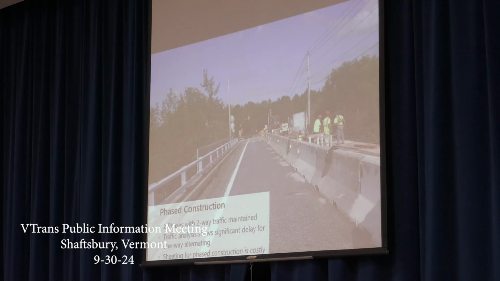Phase construction involves 2 phases, maintaining two-way traffic, 2 lanes of traffic, by widening the roadway either to the east or to the west. Our traffic analysis has shown that there's significant delay on one-lane alternating, so we know we can't do one-lane alternating out here as a means to replace these structures.